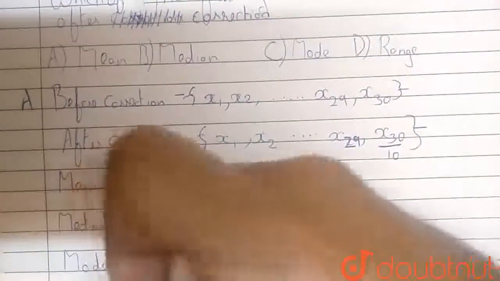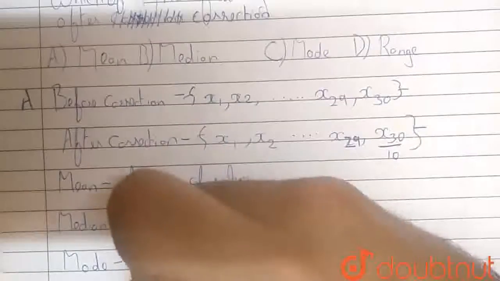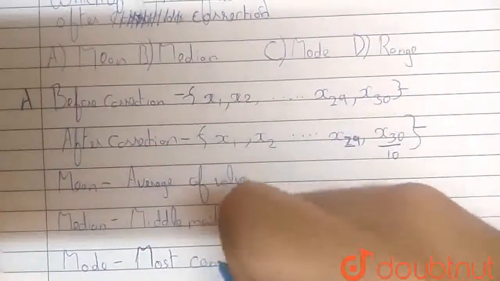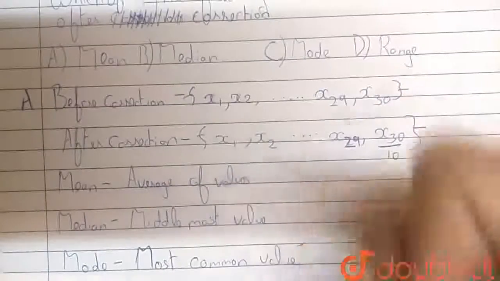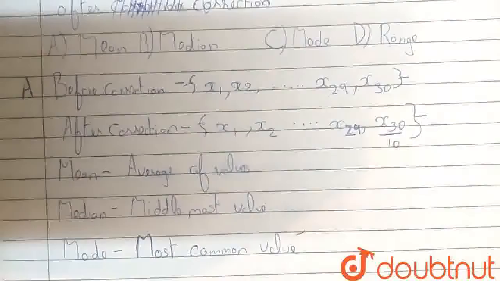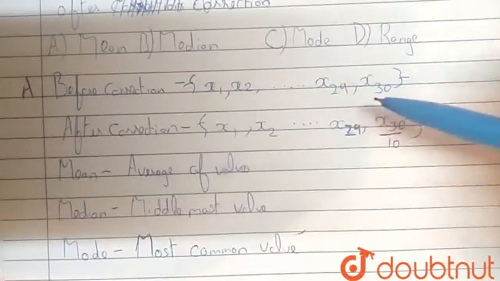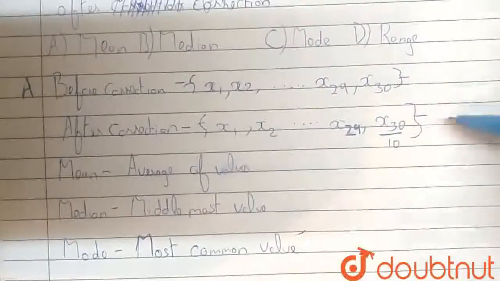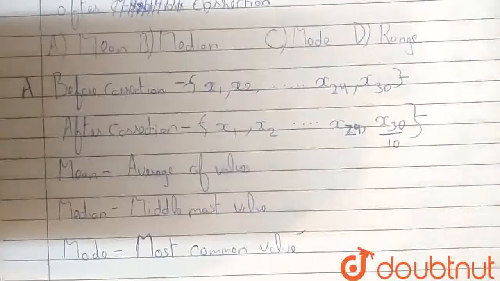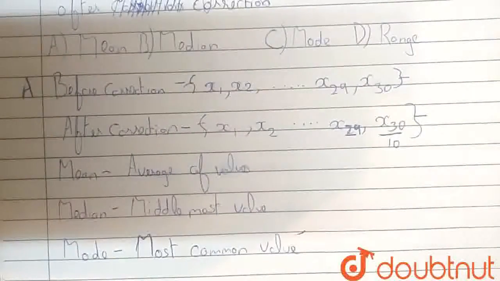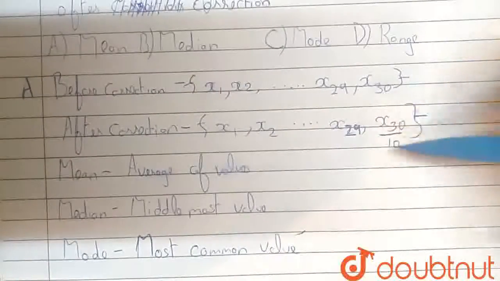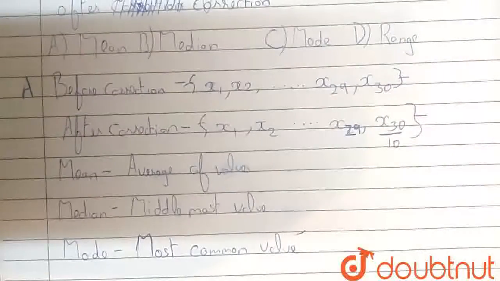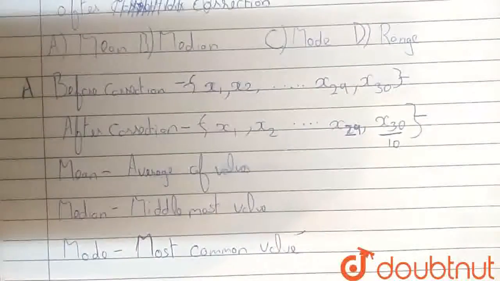Mode. Mode is the most common value. So this is the value that appears the most amount of times. While it would have still remained the same if this x30 by 10 was not equal to any of the other values, it is possible that it would have changed if this x30 by 10 was equal to the second most common value, and hence after it has been corrected the mode could have changed and the second most common value might have become the most common value.